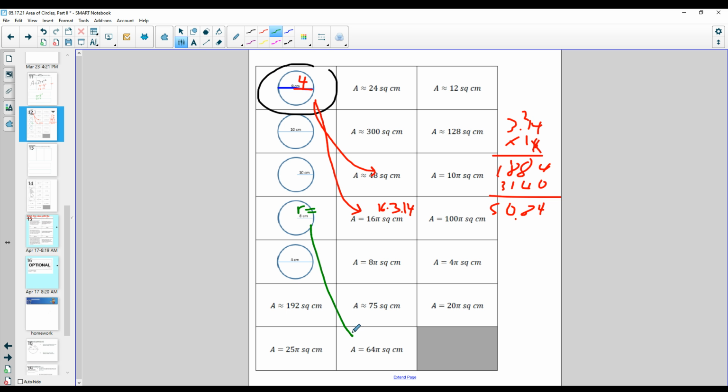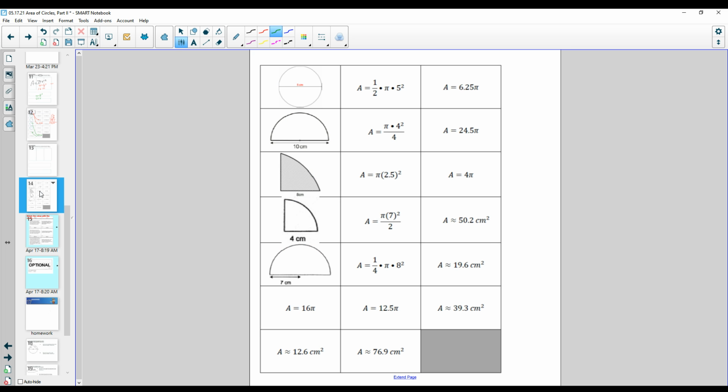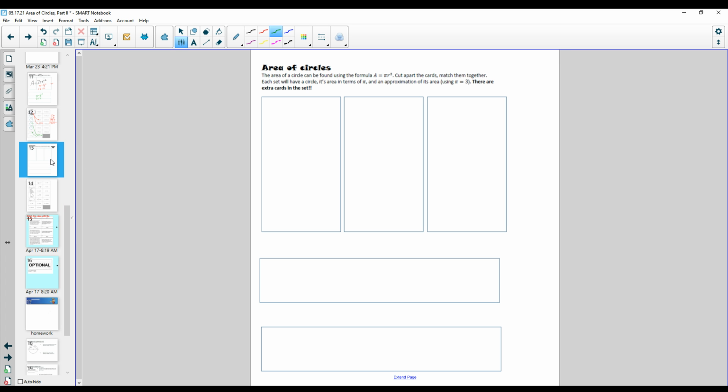Oh, it's right here. What if I replace the pi with 3 because I want a numerical answer? 64 times 3 is about 192-ish. And here's the other answer. So that is how you do full circles. What we're going to learn today is how to do a semicircle.